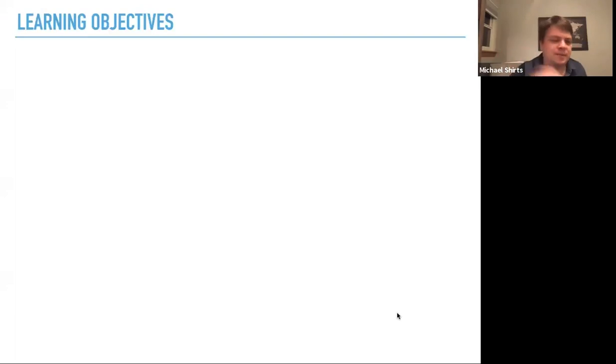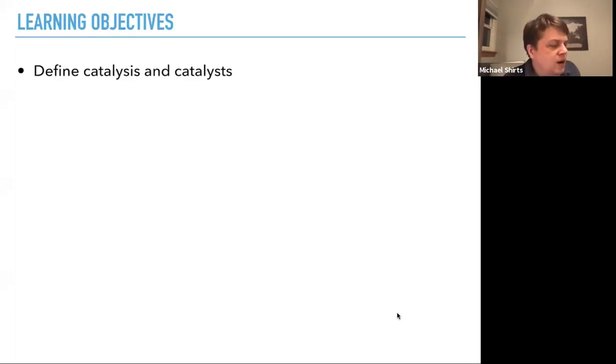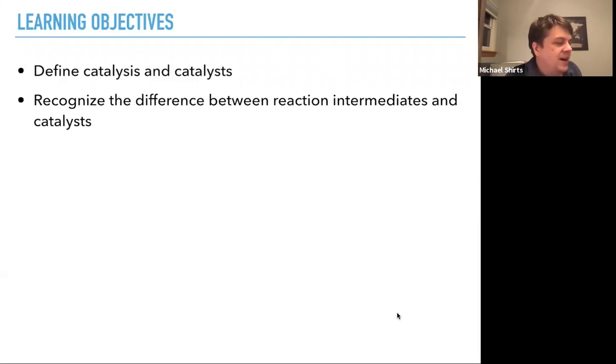In this segment, we're just going to talk a little bit more about a very important topic in reaction rates, because it's something that nature uses, that industry uses all the time. And that is to understand what catalysis is and what catalysts are. An important thing that you should do is be able to recognize the difference between reaction intermediates and catalysts.